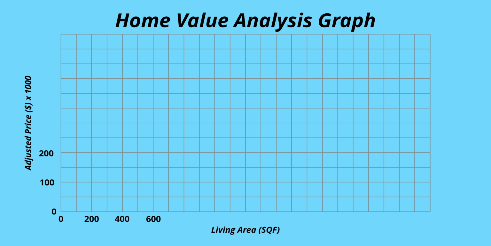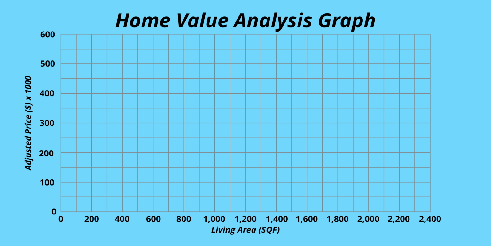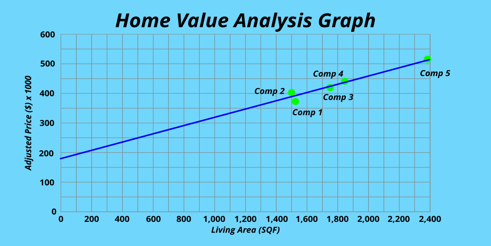To find the value of the subject property, it's necessary to graph the comparisons' adjusted values. Again, the best way to do this is to use an application such as Excel. First, set up the grid, titles, and axis labels. Then plot the points of the adjusted values of the comparisons as a function of living area. Next, draw the trend line and calculate the valuation model equation.